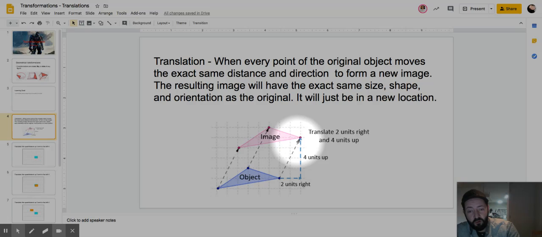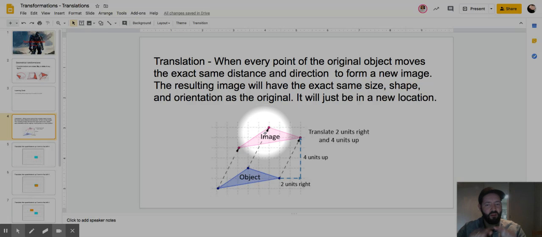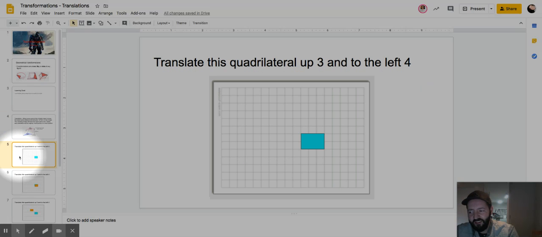So every single one of our vertices on this triangle has moved the exact same amount, same direction, same distance, right? And that gives us an image that looks identical in shape, identical in size, and identical in orientation, meaning that it's still going horizontally. The triangle is still oriented horizontally across my page. The only difference here is that it's in a new location. All right, so that's an awfully long explanation of what a translation is. Let's just get into the good stuff here, all right?